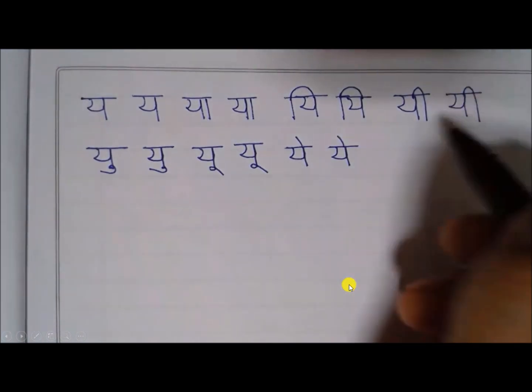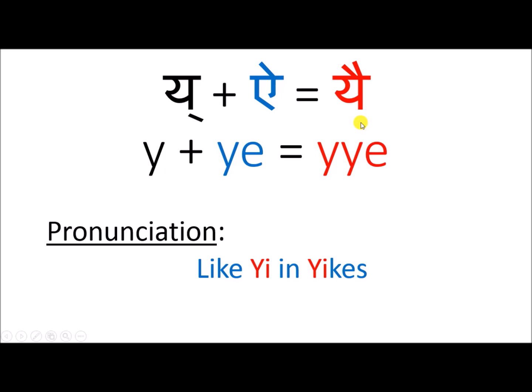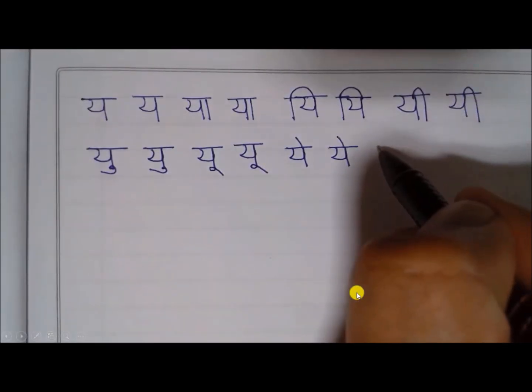The next sound is yai. You get this sound yai when you add y to ai. Y plus ai equals yai. Yai is pronounced like yi in yikes. And yai is written like this.